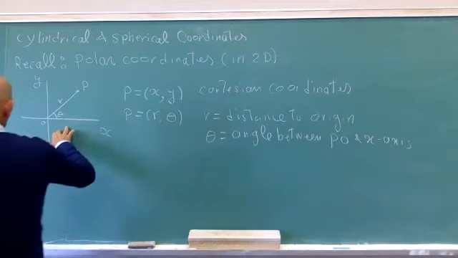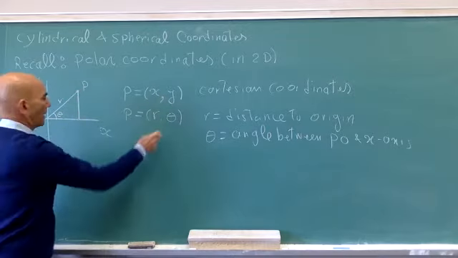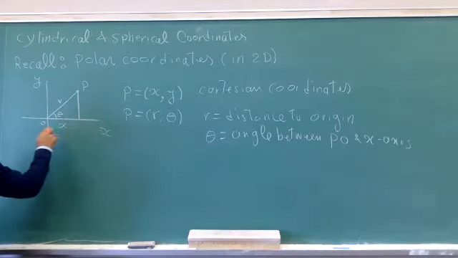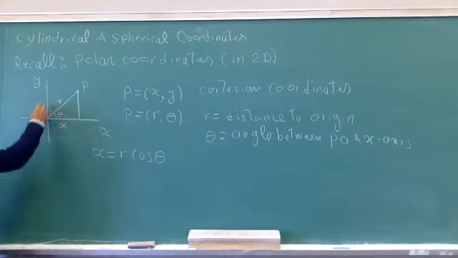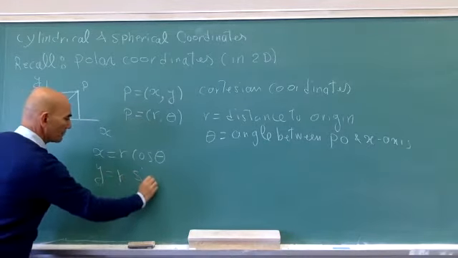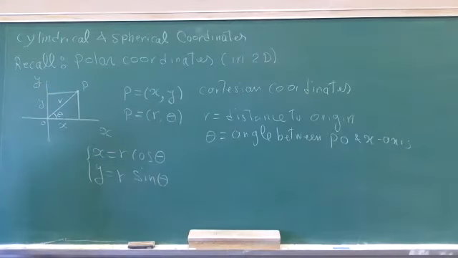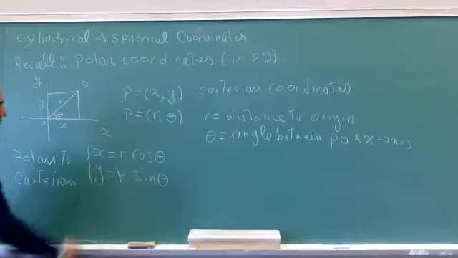And of course, from basic trigonometric formulas, you know how to find the relation between x, y and r, theta. For example, x is r cosine of theta. And y is r cosine of pi over 2 minus theta, which is r sine of theta. You have seen these formulas. So these two formulas tell us how to go from polar to Cartesian: x equals r cosine of theta, y equals r sine of theta.